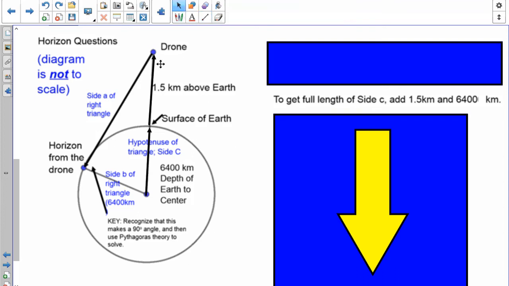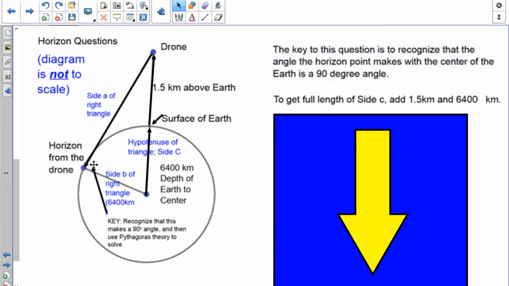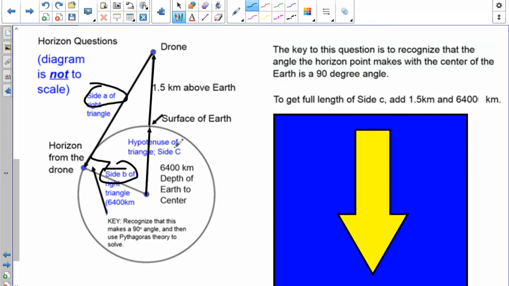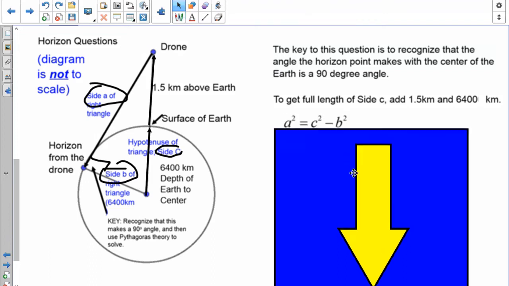So if I want to find out the distance from the drone to the horizon here, what I have to do is recognize that this here is the 90 degrees. Once I know that's 90, then I know that this can be side A, and this could be side B, and this could be side C or hypotenuse, and I'm given this information, I can set up my Pythagorean theorem and I can get whatever I want.